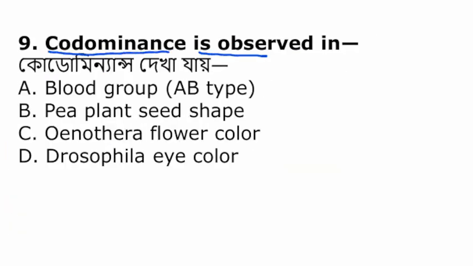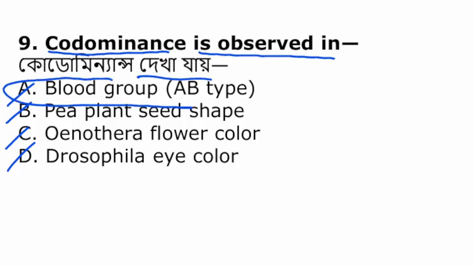Codominance is observed in — Codominance কোথায় দেখা যায়? AB blood group, pea plant seed shape, Oenothera flower color, Drosophila eye color. So the codominance is observed in blood group, that is ABO blood group type in human.